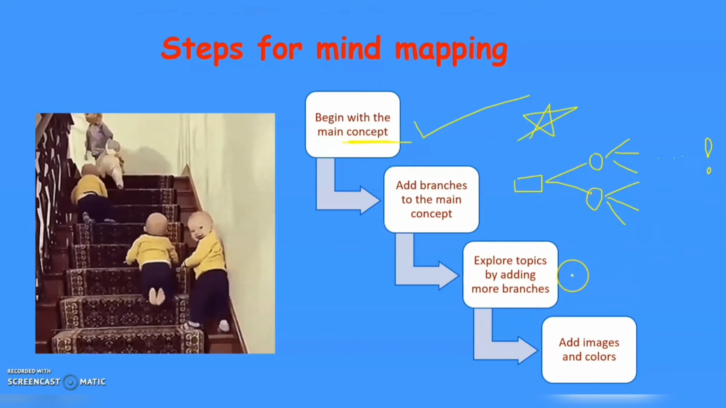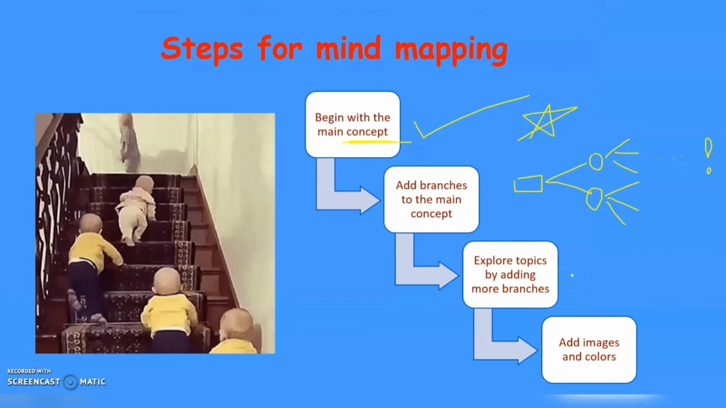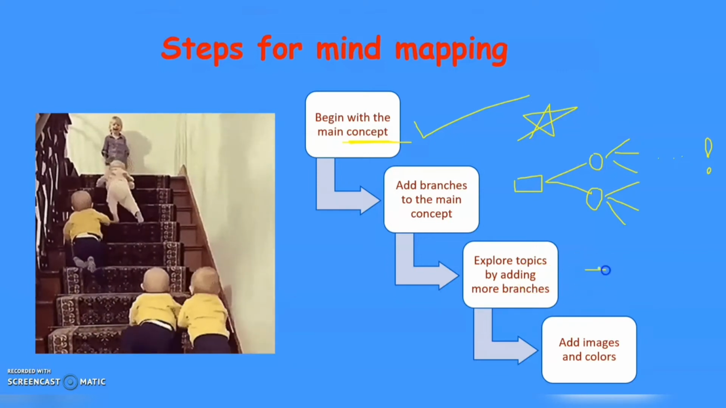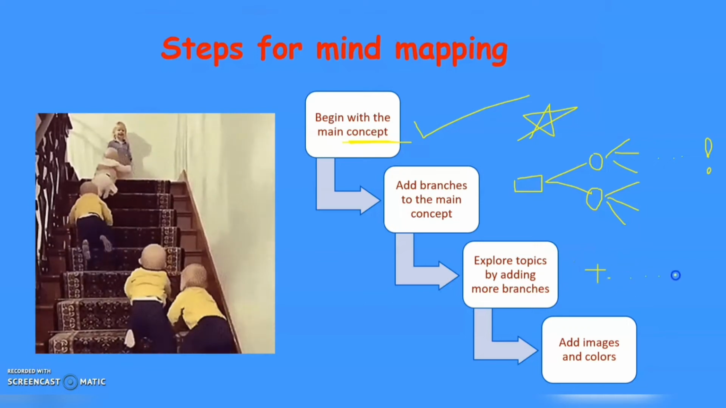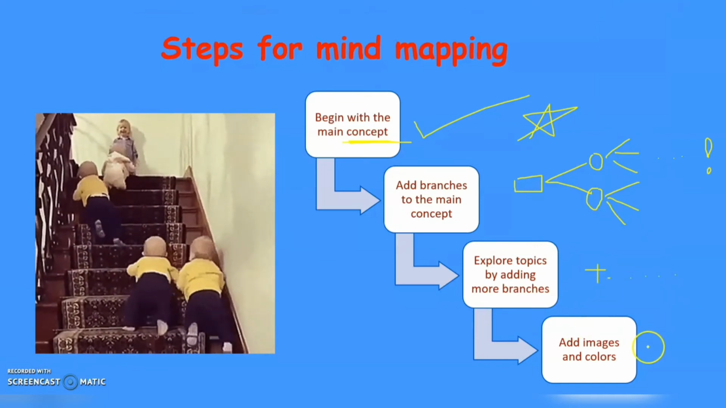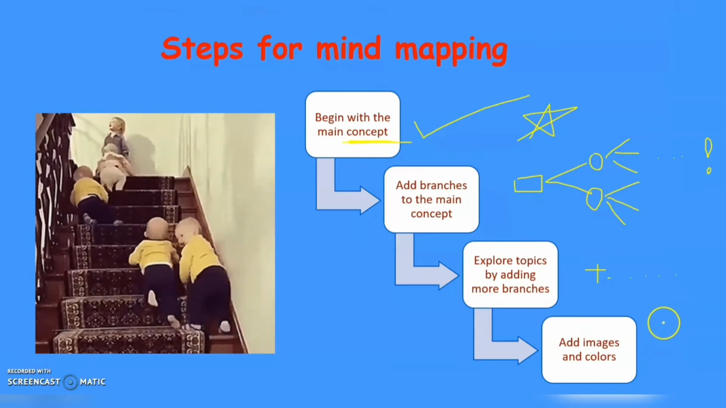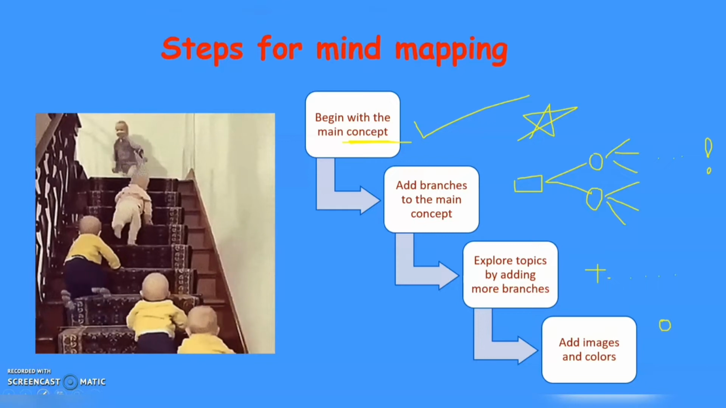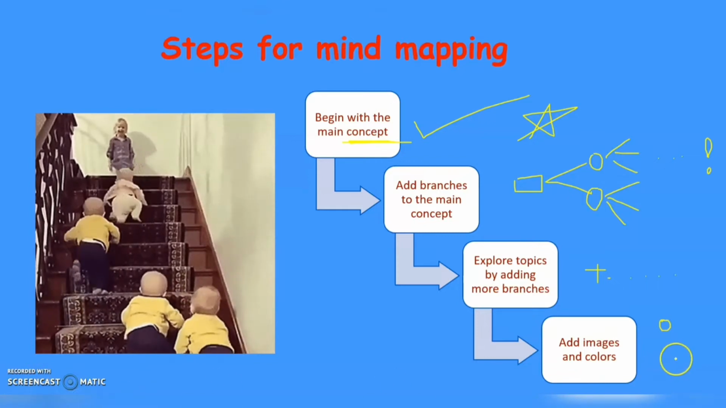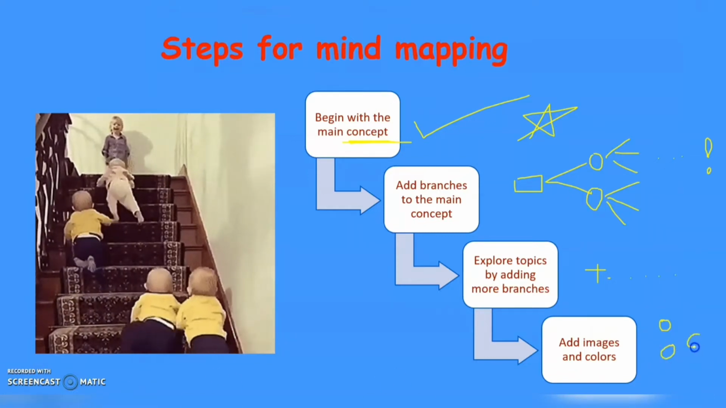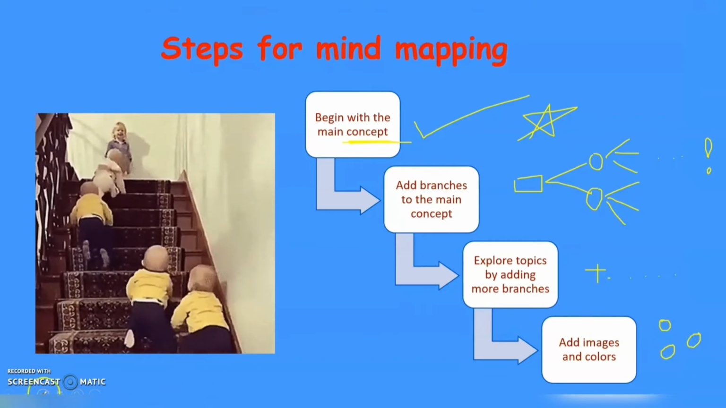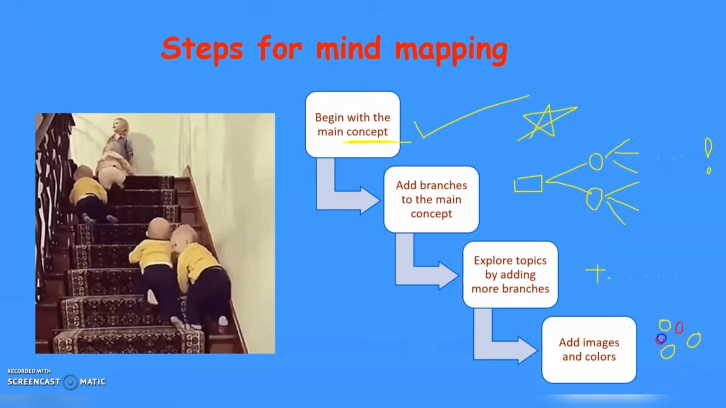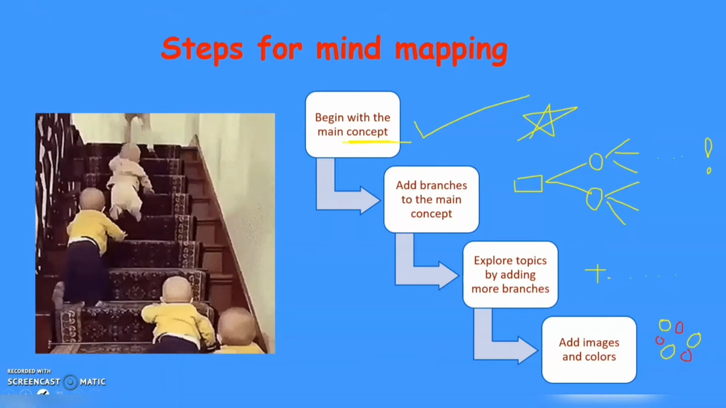After that, we start adding more and more branches into each and every node so that we understand the main concept as well as the sub concepts of it further. And then we can also use different colors and images to highlight a particular concept and differentiate one concept or sub-concept from the other ones. These four steps are really very easy to understand and very simple to follow. Let's understand it by doing it.